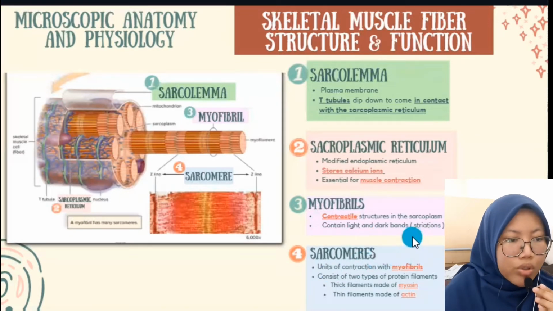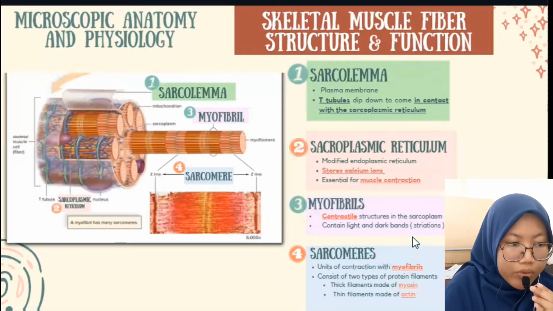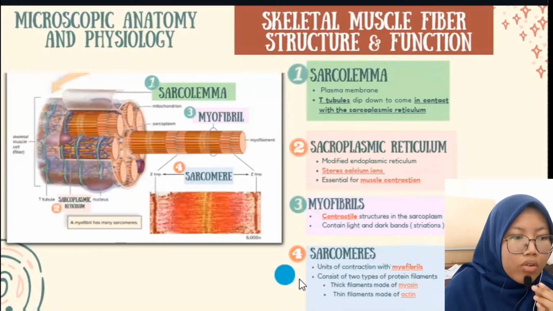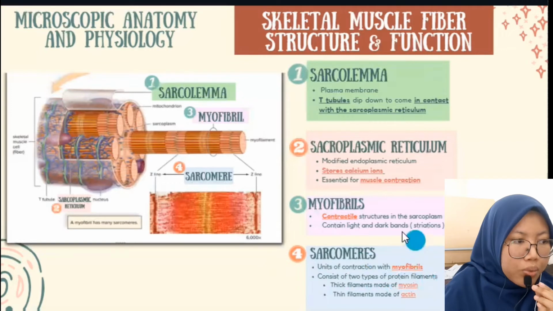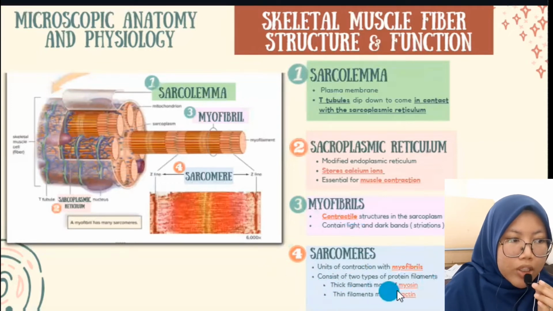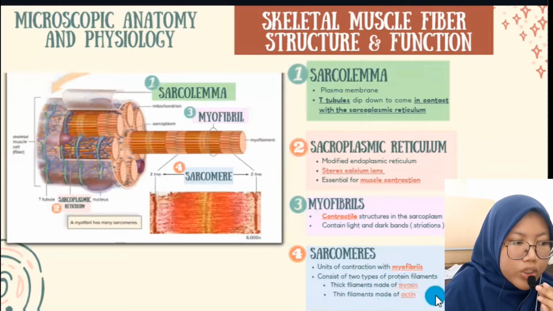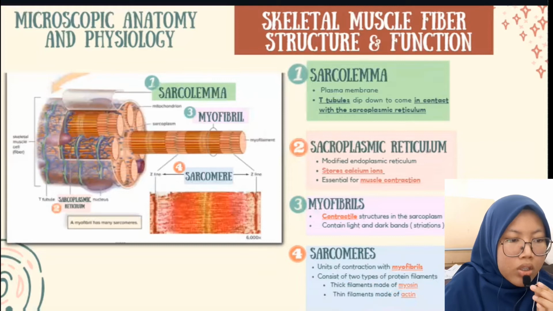Electron microscopy reveals that the striations of myofibrils are formed by the placement of protein filaments within contractile units called sarcomeres. So what are sarcomeres? Sarcomeres are one of the skeletal muscle fiber structures, which act as the unit of contraction within myofibrils. Sarcomeres consist of two types of protein filaments, which are thick filaments and thin filaments.